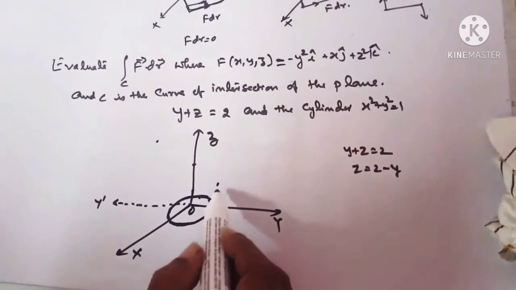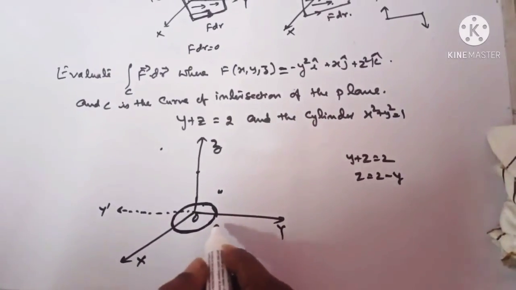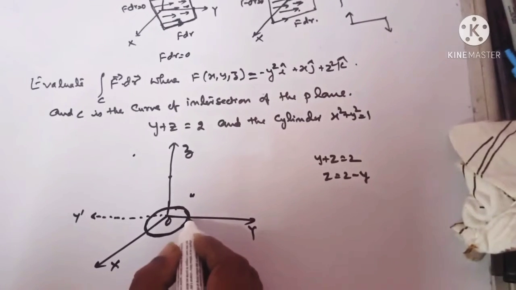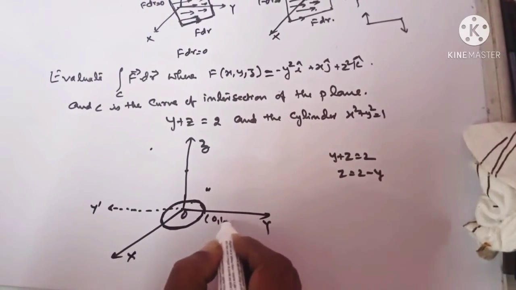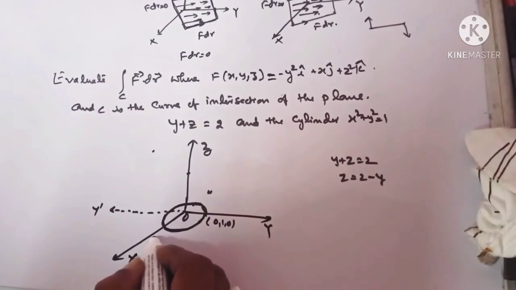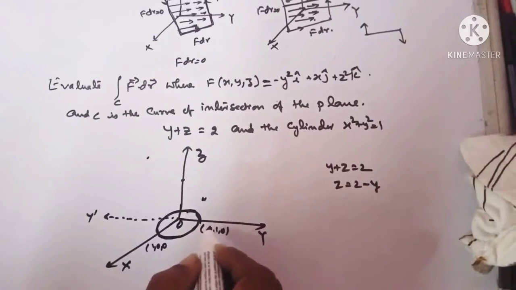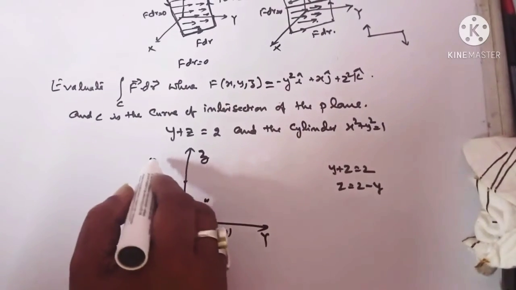Here you can see the xy plane. So here your radius is 1. That means it is 0 comma 1 comma 0, and here it will be 1 comma 0 comma 0. Here this radius is 1. And now your cylinder is somewhat like this.